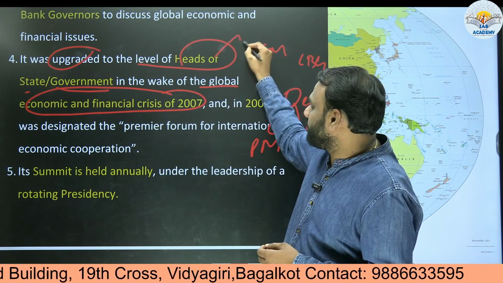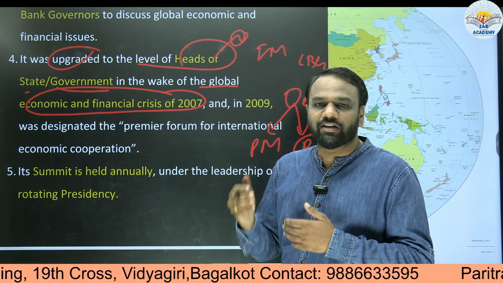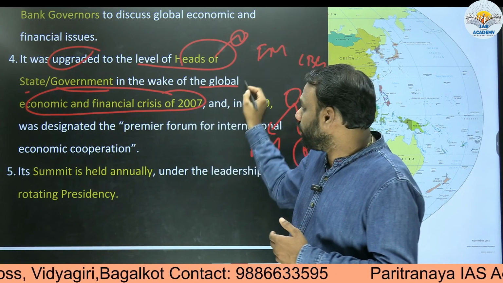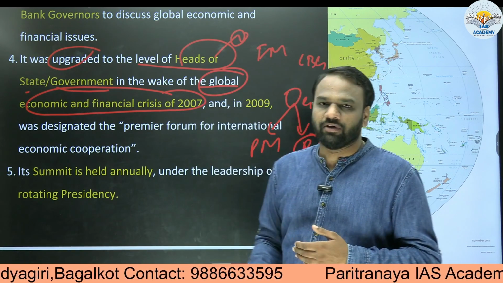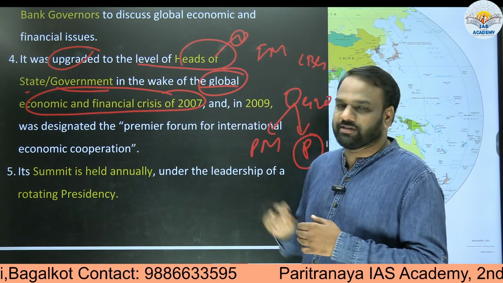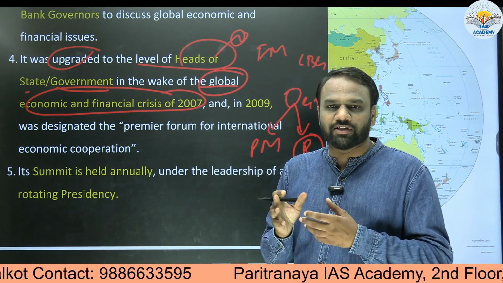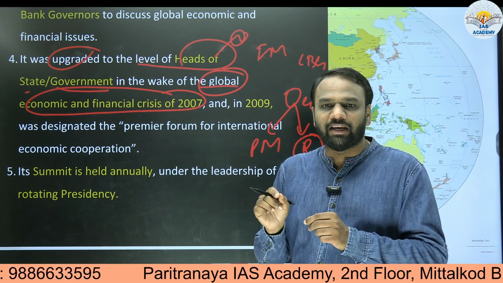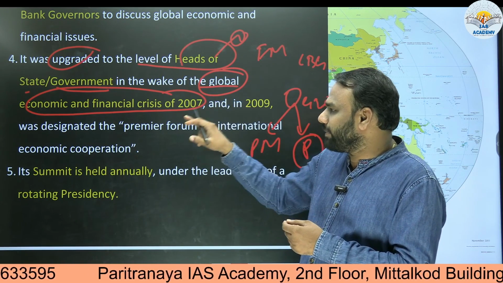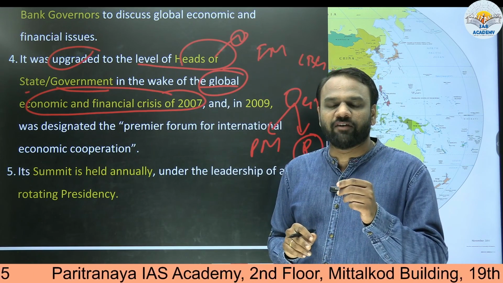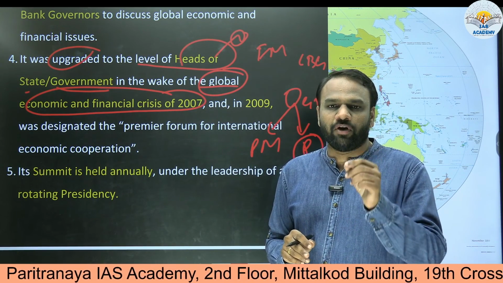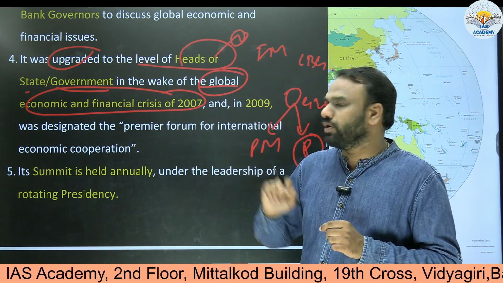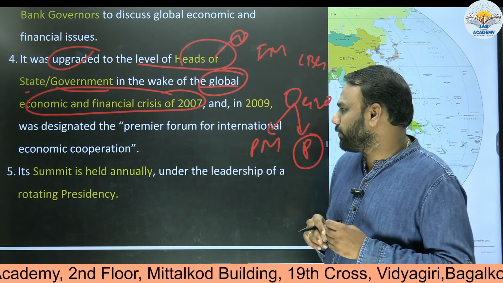So again, this is also a very important point. UPSC may focus on it. So when did this upgradation happen? This upgradation happened in 2007 as a response to the global economic and financial crisis. Now, in order to confuse us, UPSC may frame an option like this: G20 was formed in 1999 as a response to the global economic and financial crisis. If they make such a statement, that will be false, because it was formed in 1999 as a response to the Asian financial crisis and not the global economic crisis. Okay, a very important point to note.